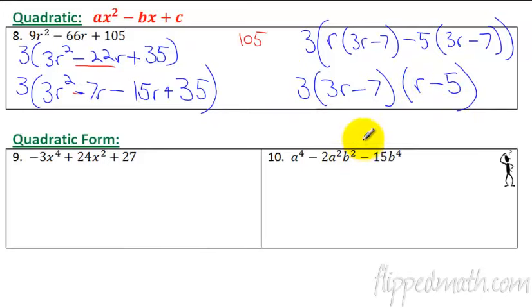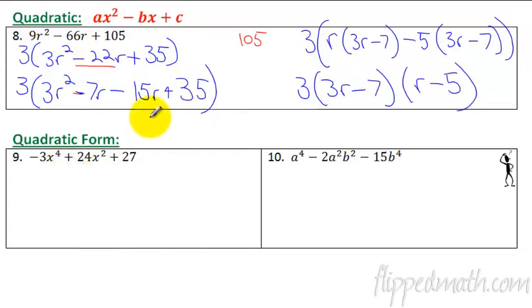Now that was a lot of work if you weren't able to just see the pattern. Sometimes, again, let me go back to it. If you can see it, you know that 3r times r is going to give you the 3r squared, and then you see the 7 and 5 is going to give you the positive 35, and if you multiply it out, you'll get negative 22.